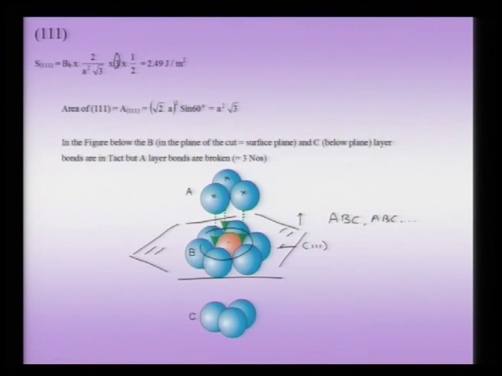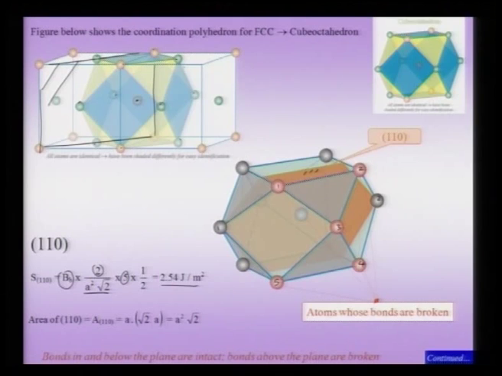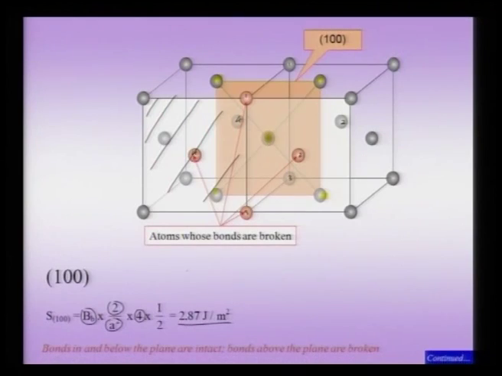So, the way I am calculating the bonds broken per atom has changed, but this makes it easier for me to calculate the bonds broken per atom. My surface area I can calculate again by simple geometry to be 2 atoms per root 3 a square area, and my energy for the surface comes out to be 2.49 joules per meter square. So, let us compare it with the two values. It is 2.54 is more, and this 2.87 is even higher.